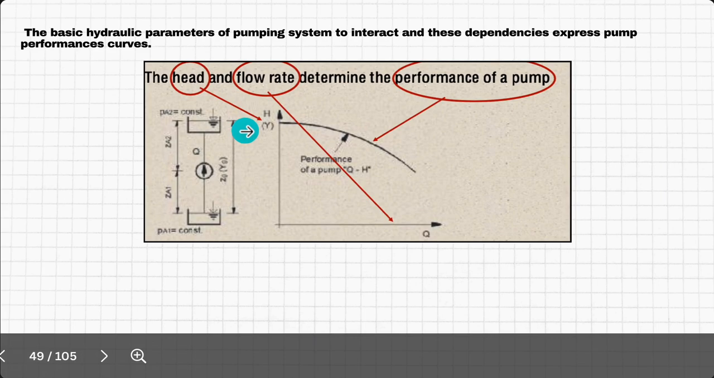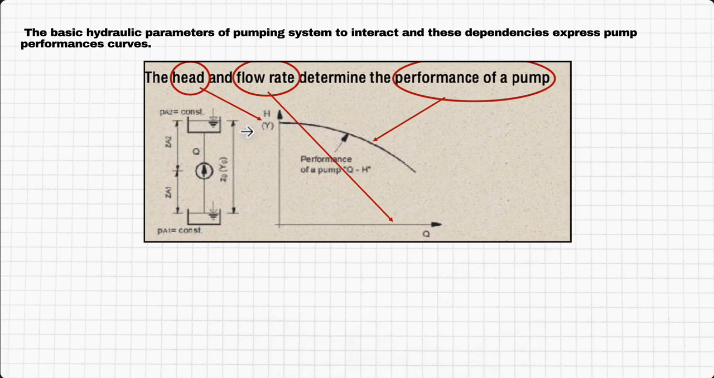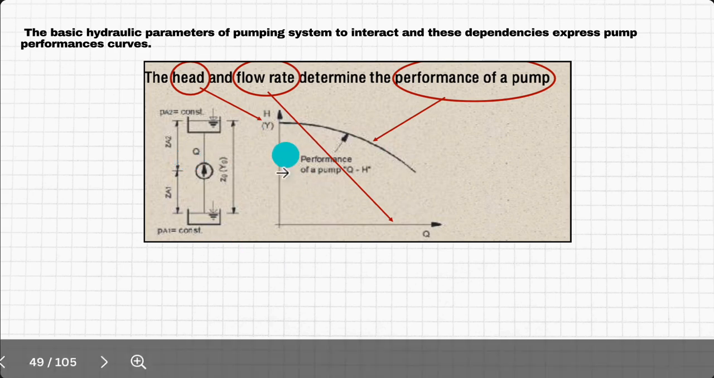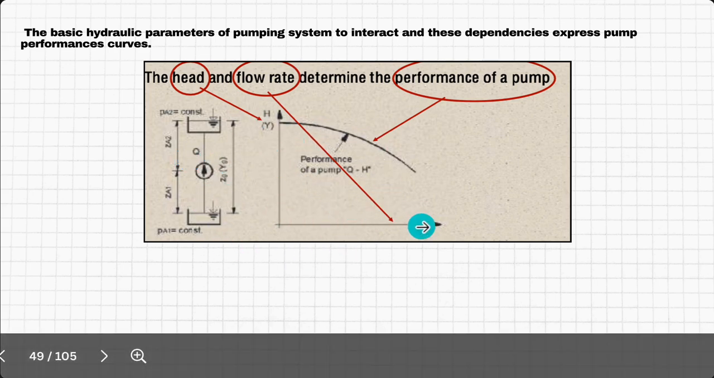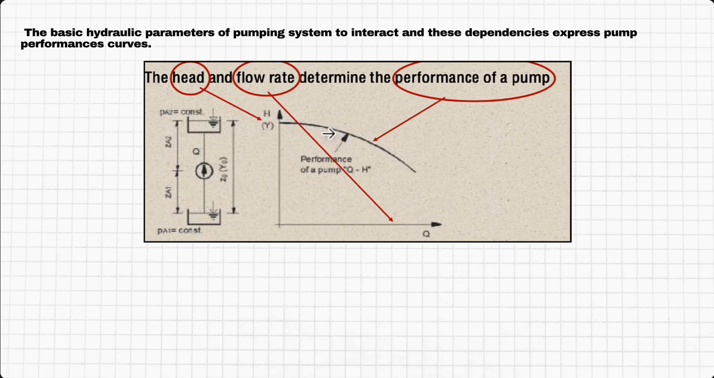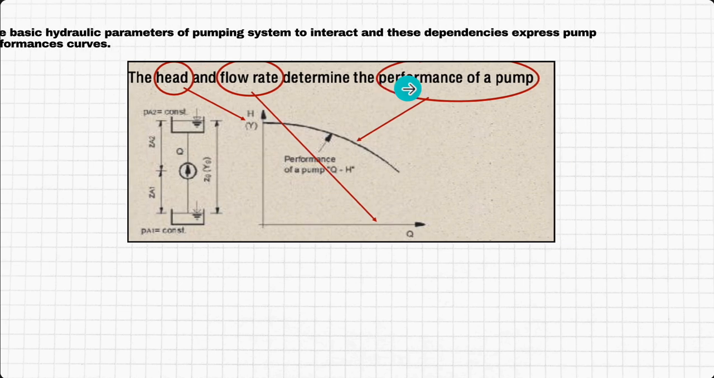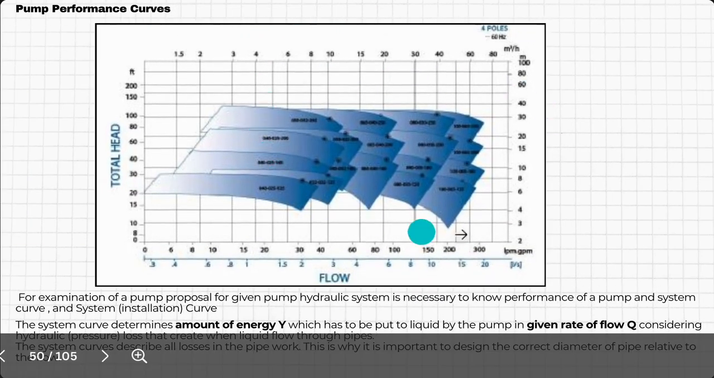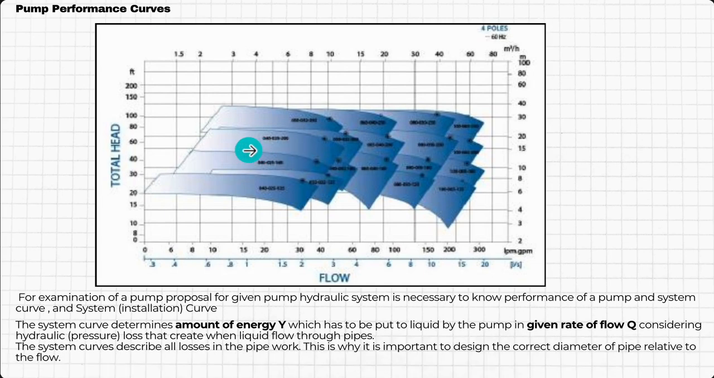The basic hydraulic parameters of the pumping system interact, and these dependencies express pump performance curves. So this is my head, this is my flow rate, and this determines the performance of a pump. The performance of a pump is very important because many catalogs have these curves, and these curves help us identify the performance of pumps. So this is how the pump performance curves look like in catalogs. For examination of a pump proposal for a given pump hydraulic system, it is necessary to know the performance of a pump and system curve and system installation curve.